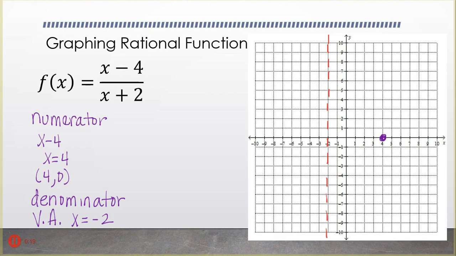The next key characteristic we want to look at is our horizontal asymptote. And because this is balanced, meaning that the exponent on the top, which is 1, is equal to the exponent on the bottom, to find our horizontal asymptote, we just divide our leading coefficients. So the horizontal asymptote is going to equal 1 divided by 1, or y equals 1. So let me draw that in also.